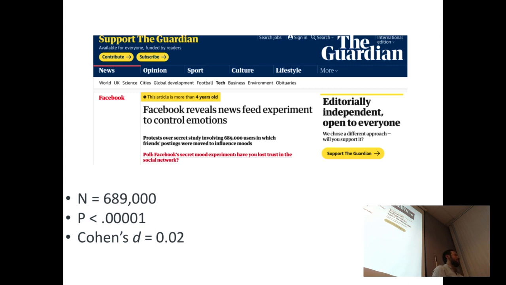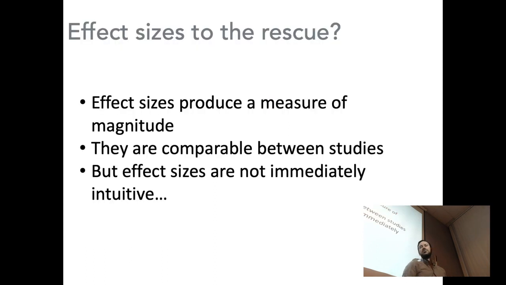And the p-value was tiny. A lot of people looked at this going, look at this massive effect. But when you actually look at the effect size of 0.02, it was tiny. If you have a large enough sample size, you will reach statistical significance, but it means nothing in terms of how large your effect is. So that is one limitation of using p-values.